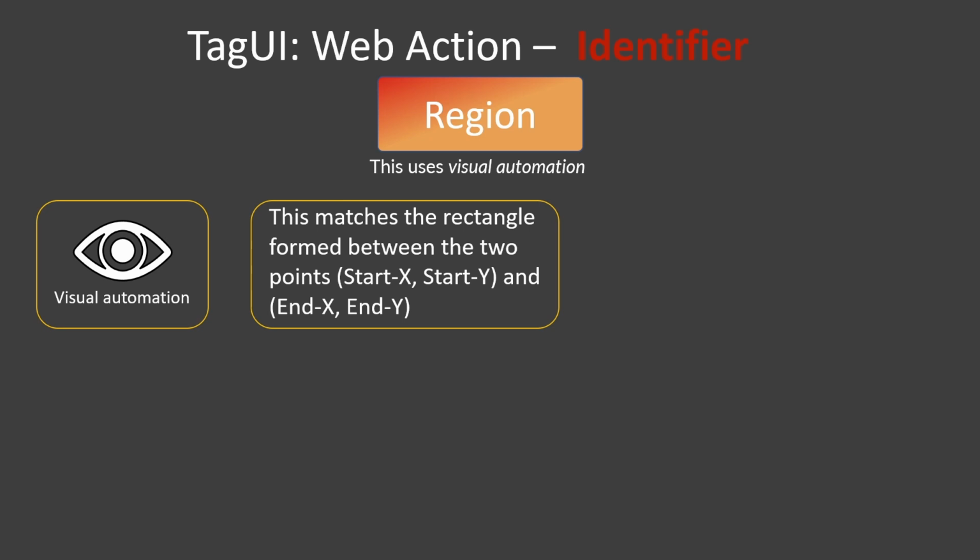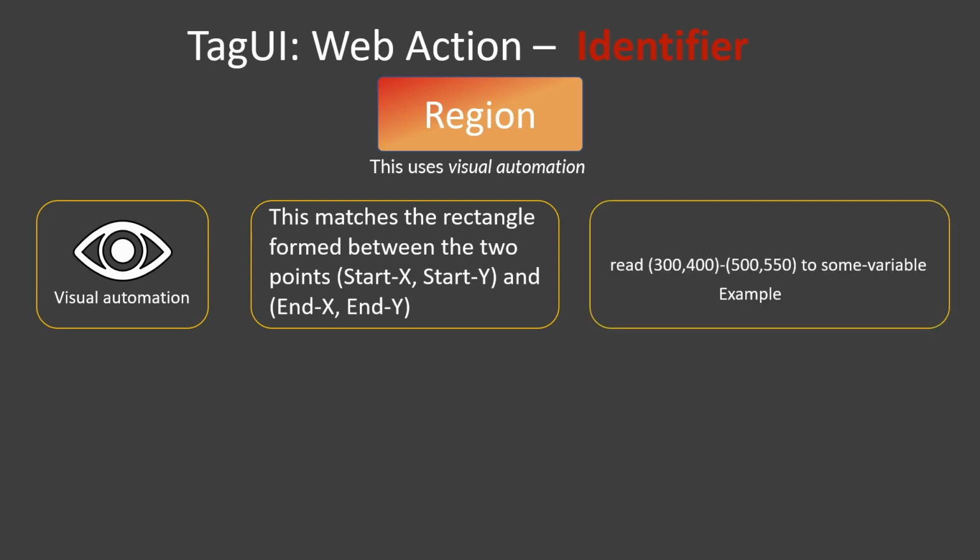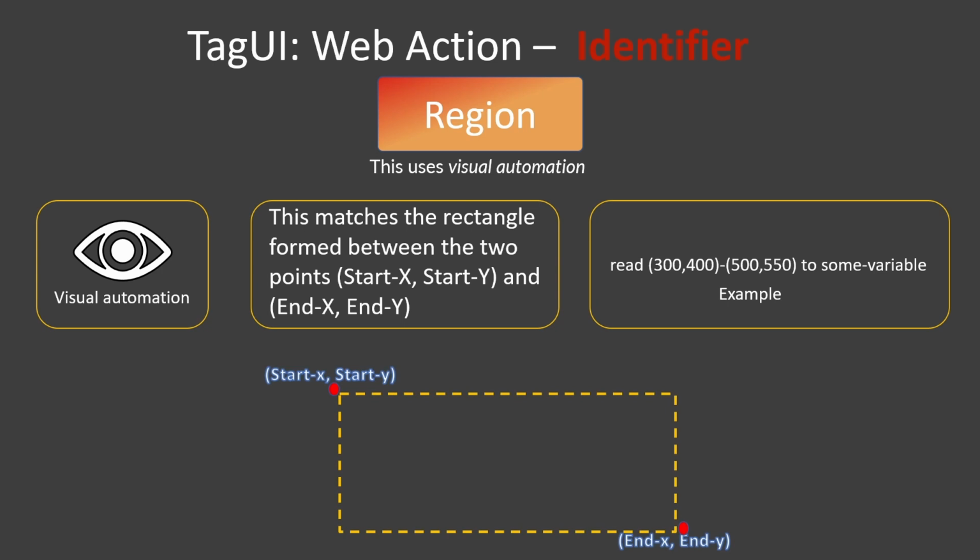From that region, if you want to read some information, store it in a variable and perform some action, it is used for that purpose. For example, read a specific coordinate starting at 300 comma 400 and ending at 500 comma 550 into a variable. Meaning you have a starting location and an ending location, and it will try to read any of the text in the area between these 2 points. It will read it and store it in the variable.